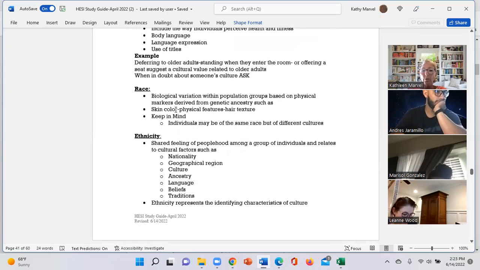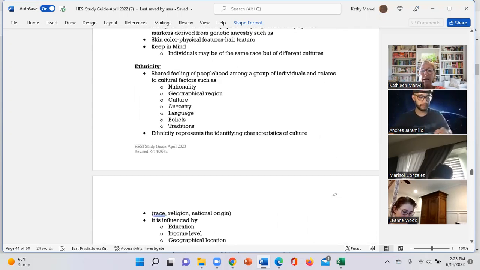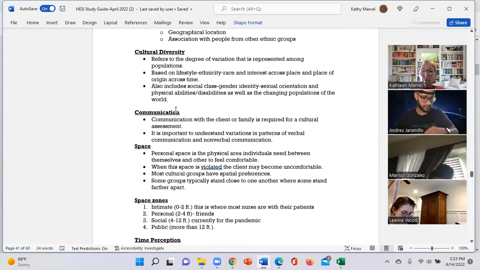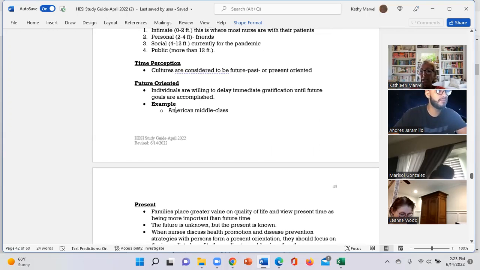Okay, what is culture? What are some different examples of culture issues within race, within ethnicity? What's cultural diversity? Cultural communication, cultural space. What are people's needs? What are culture's needs? What are their values? What are their beliefs?